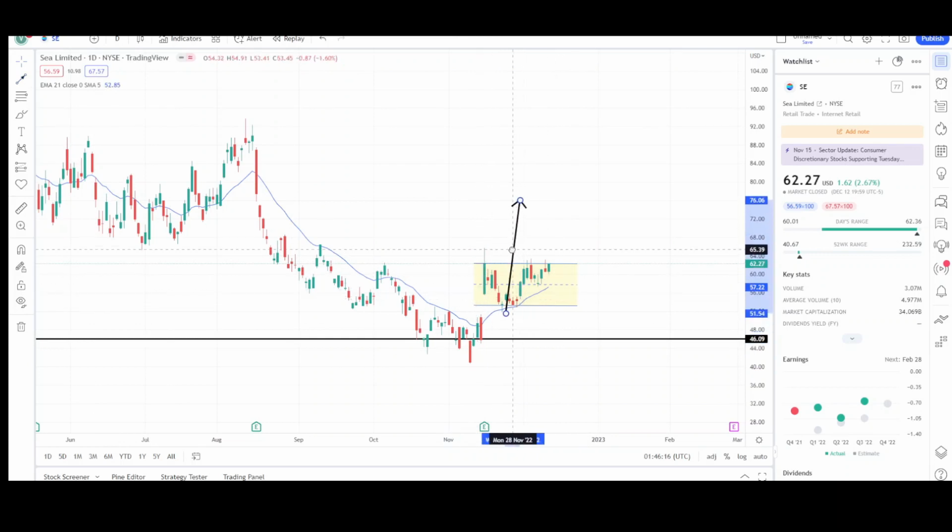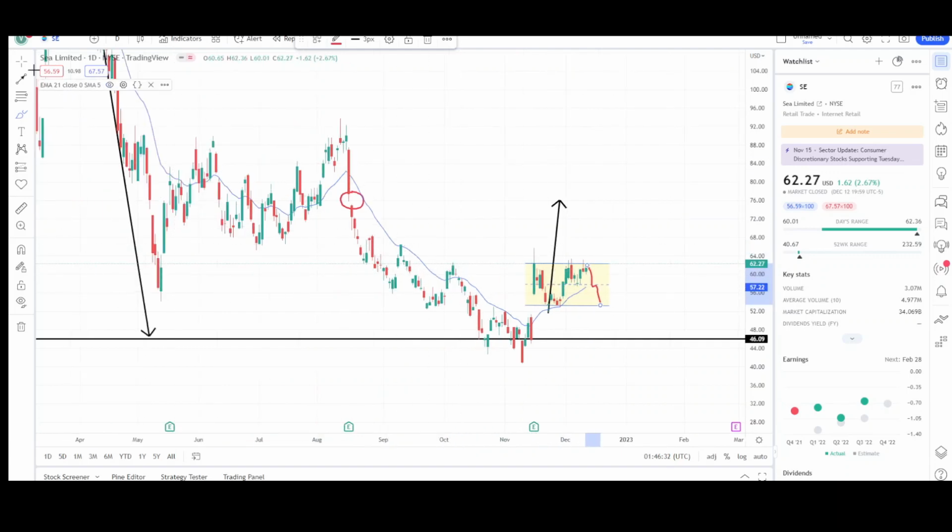You can see that if we do that, a measure move target will take us to the $76 level, and we could fill in this little gap right over here. If we don't break out to the top side, then we're gonna fall back down to the lower side of this range at the $53 level.